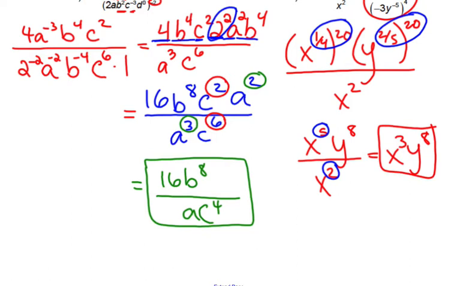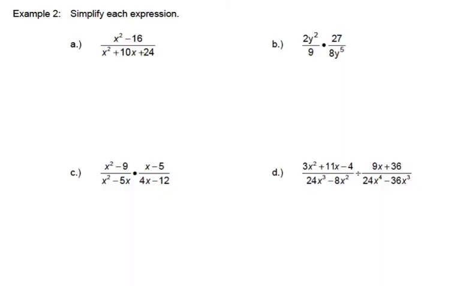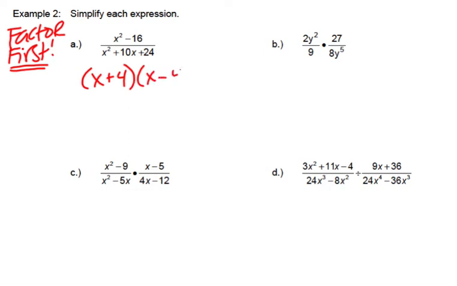Now let's look at some of these simplifying expressions down on the next set here. Example 2. First thing you want to do is always factor. Factor, factor, factor. So I'm going to start with my numerator. X squared minus 16, that's a difference of perfect squares. It's going to factor to x plus 4, x minus 4. On the bottom, we want to figure out what multiplies to 24 and adds to 10. Well, that's going to be a positive 6 and a positive 4.